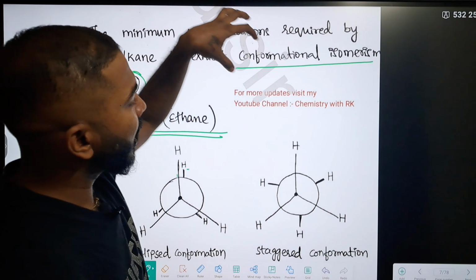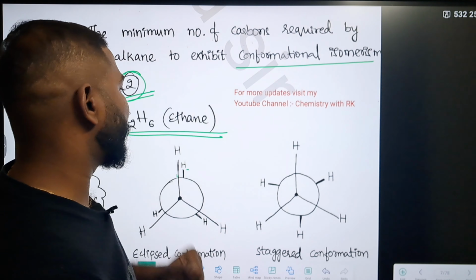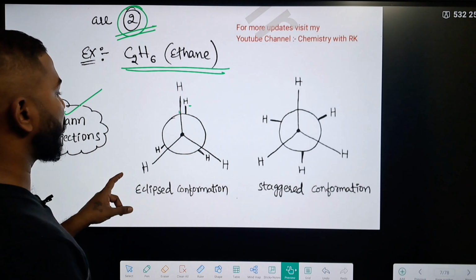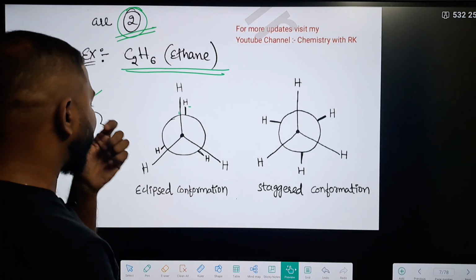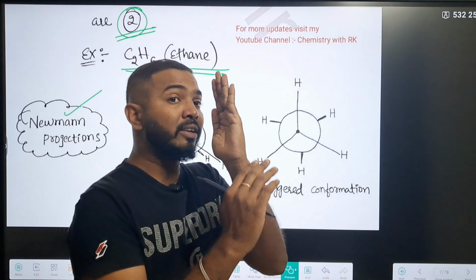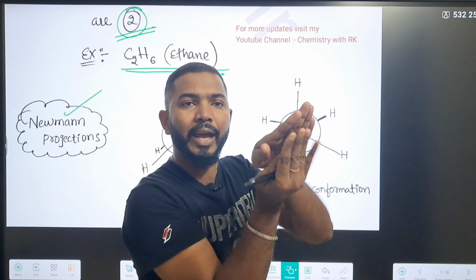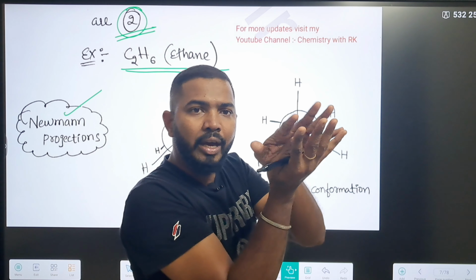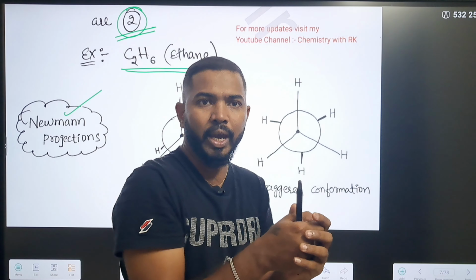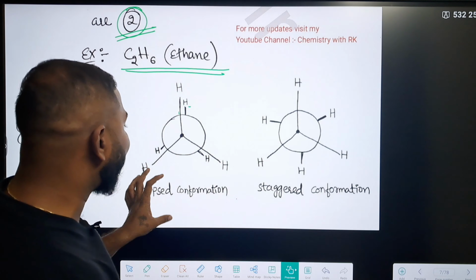So even alkanes do exhibit conformational isomerism. The minimum number of carbons is 2. Okay, so this is what I was explaining just now. Please understand carefully, this is eclipsed. Eclipsed means the atoms are exactly parallel, it seems like both hydrogens are on each other, exactly one on top of the other, as if superimposed. They are not going to superimpose anyway. Yes, so this is the eclipsed conformation.